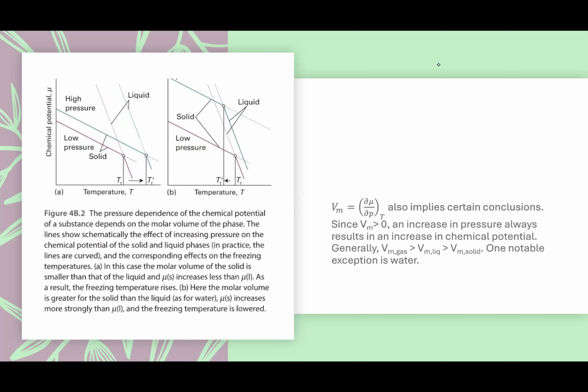Now, if we do something similar with the molar volume, our molar volume always has to be positive because we can't have a negative volume. That doesn't make any sense. Volume always has to be a positive number. So if this is a positive number, the right-hand side always needs to be positive. So an increase in pressure always results in an increase in chemical potential.